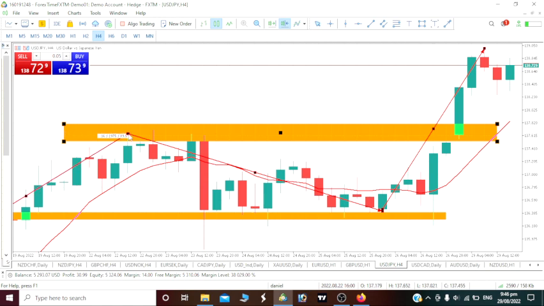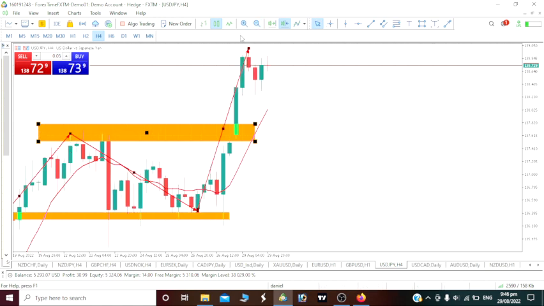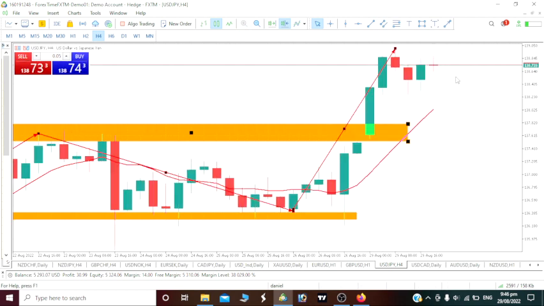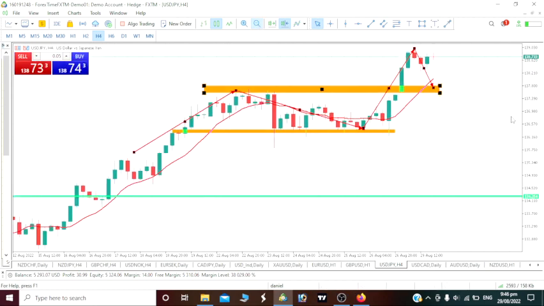Our price came to this level, then we had a retracement here, and now our price has broken above it. I personally still believe our price will come to test this area where our price broke out from. That is exactly what I am seeing, possibly my bias: our price going to test this area, then we continue rolling up on our USDJPY.